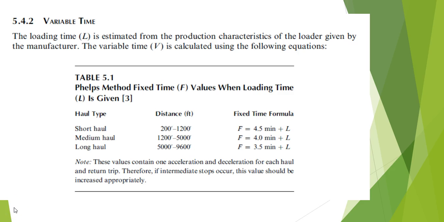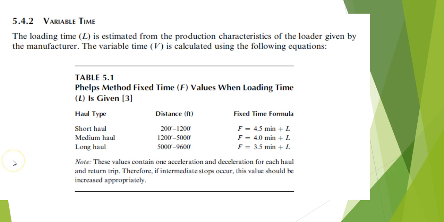Besides that fixed time, there's a variable time, and in this case the loading time is estimated from production characteristics that you get from the manufacturer. Remember, we've been looking at manufacturers' characteristics for a number of vehicles, so if you're wondering where you get these numbers, there are two places. You can do a little study and time activities as they go on, or you can go to manufacturers' catalogs and equipment specifications, and you'll be able to find that information too.